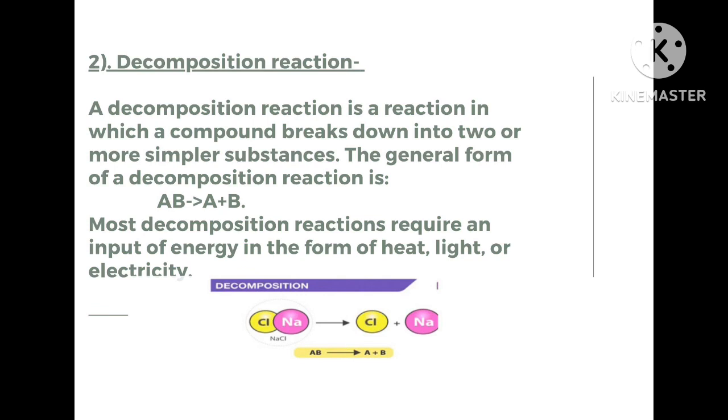A decomposition reaction is a reaction in which a compound breaks down into two or more simpler substances. The general form of a decomposition reaction is that a compound AB breaks down into products A and B. Most decomposition reactions require an input of energy in the form of heat, light, or electricity. That means a compound needs energy to be broken down into simpler substances.